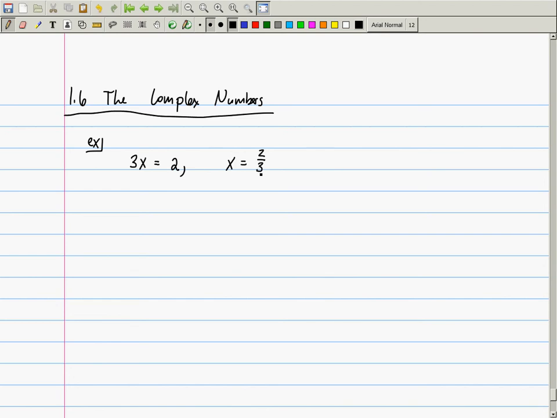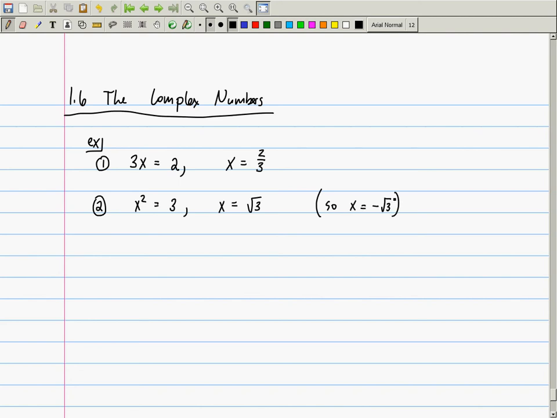Okay, so now let's see a second equation. So how about this equation? x squared is 3. Does this equation have a solution? The square root of 3, right? So x is the square root of 3 is a solution. And so is x is negative square root of 3.